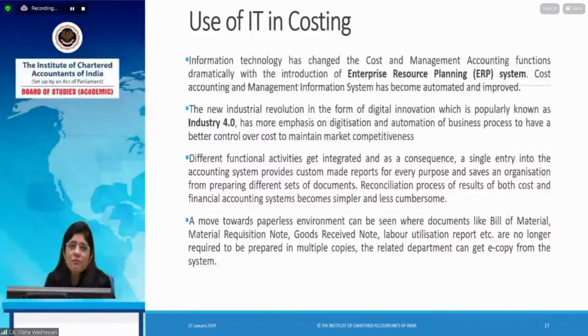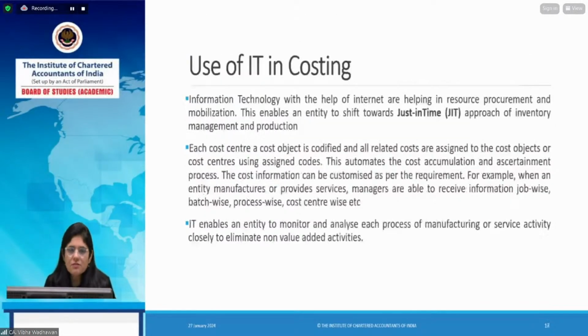Earlier, we had to maintain the physical copies. Then one copy would go to the purchase department, one copy to the stores department, one copy to the production department. Now it's not required. The related department can get an e-copy from the system. So things have been eased through IT.